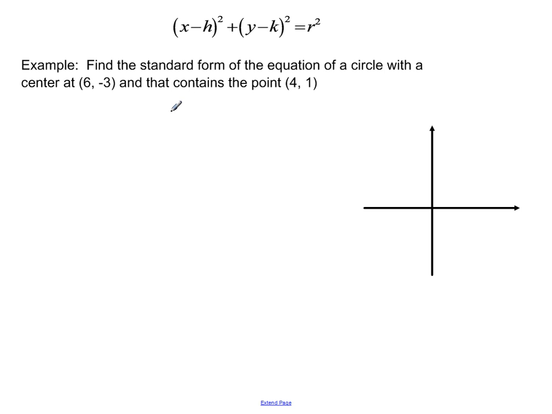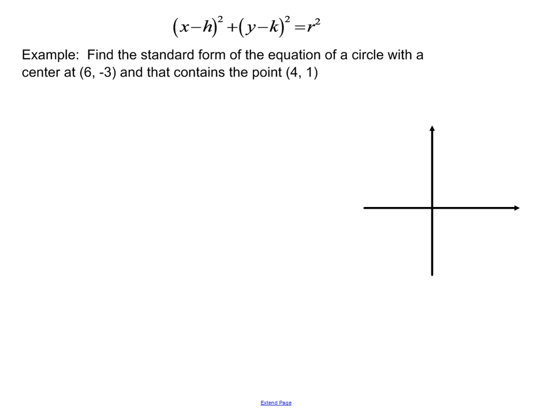All right, so given what we know about circles, let's go ahead and try an example that's a little bit more complex. This one says we want to find the standard form of an equation of a circle with a center at (6, -3) and that contains the point (4, 1). Well, what are we really saying? We have this equation that represents a circle, and we know where the center is.